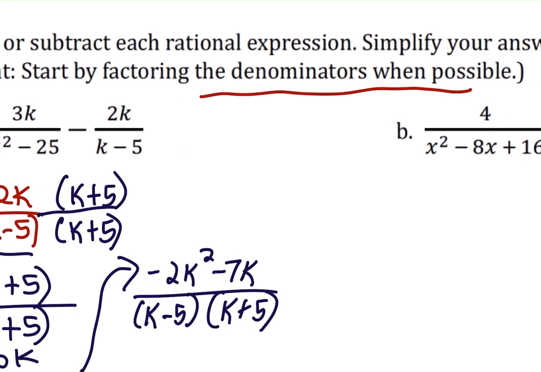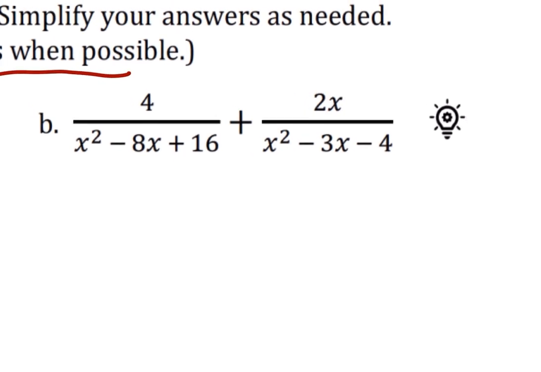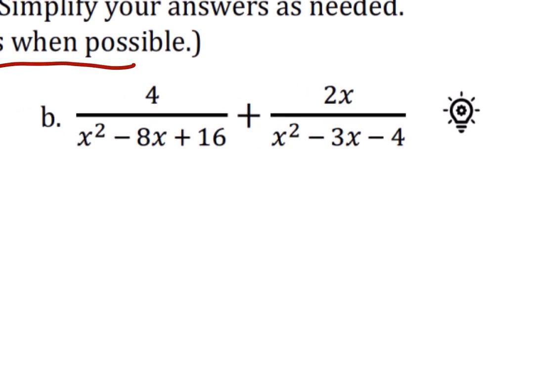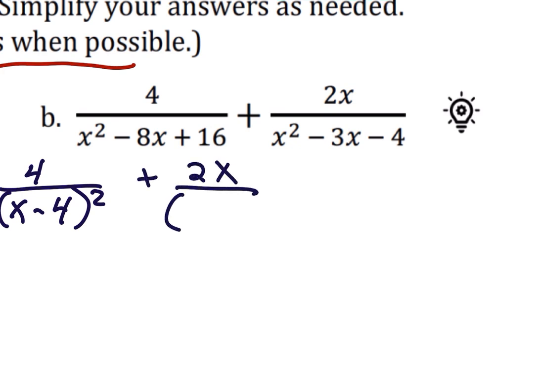Great. Okay, let's go to B, another tough problem. In fact, B is a light bulb, so it is a really challenging problem, but let's do it. We're going to take that hint and first factor the denominators. The first one can be written as a perfect square trinomial, so we can just write it as x minus 4, the quantity squared, plus 2x over the second denominator, where the two numbers have to add to negative 3 and multiply to negative 4. The two numbers are negative 4 and 1. So we can factor it like that.